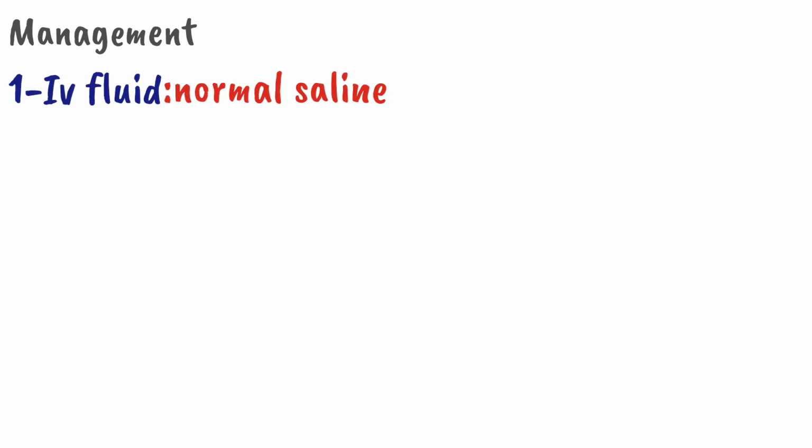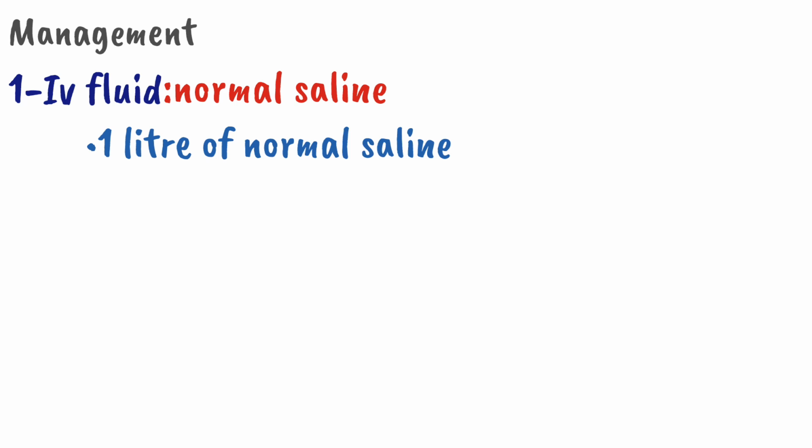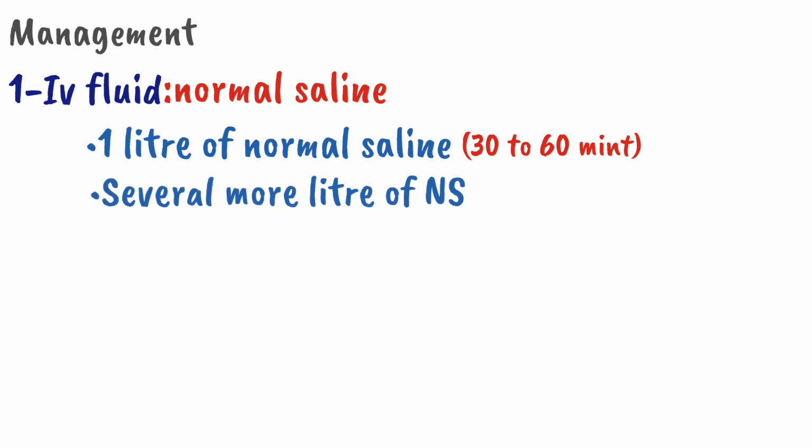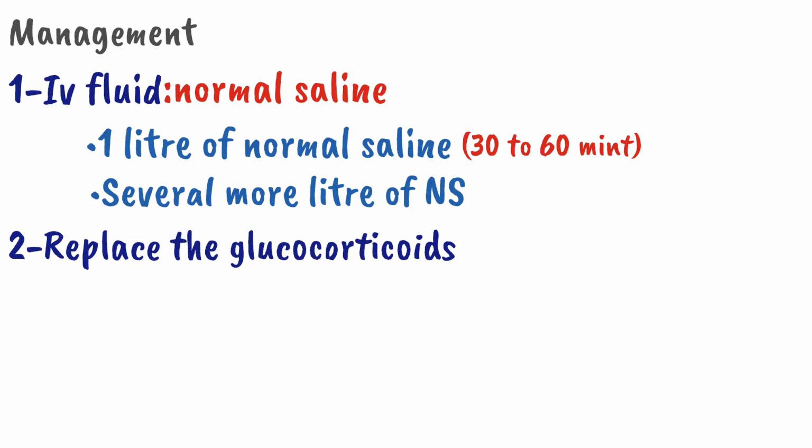To manage these problems, the first line intervention is to give IV fluid in the form of normal saline. Usually 1 liter of normal saline is given in about 30 to 60 minutes. But remember that after this the patient may need several more liters of normal saline. It depends on the patient's condition. After replacing IV fluid, the second step is to replace the glucocorticoid. For that we use hydrocortisone.